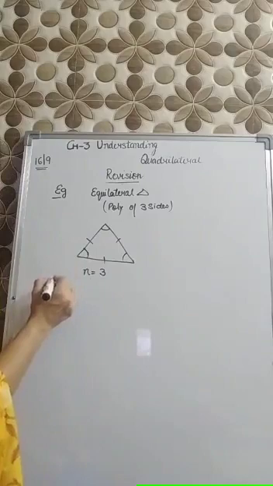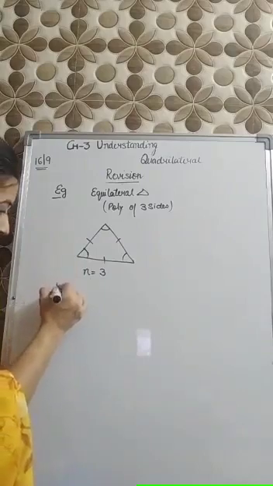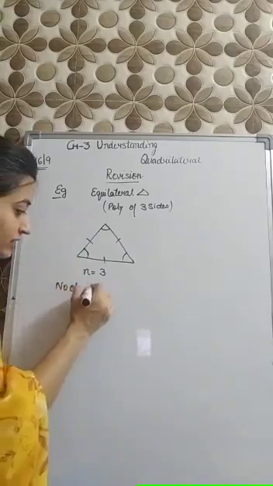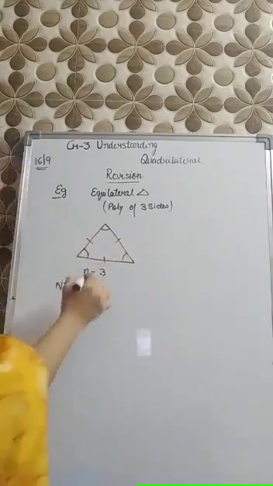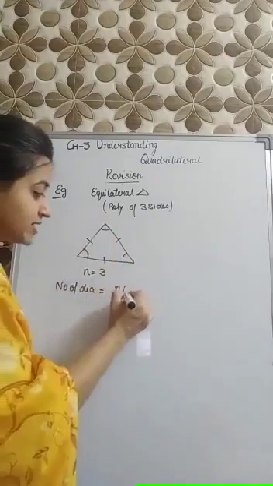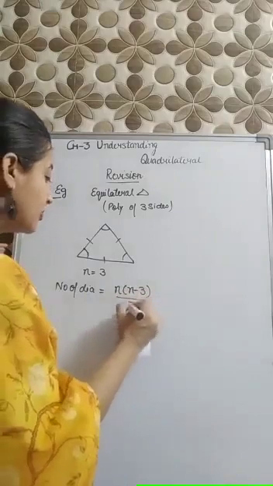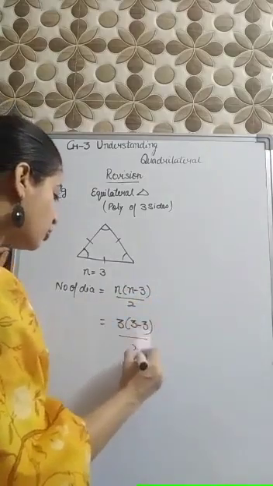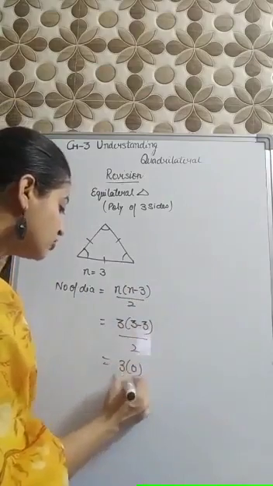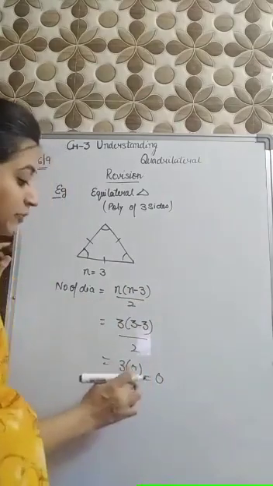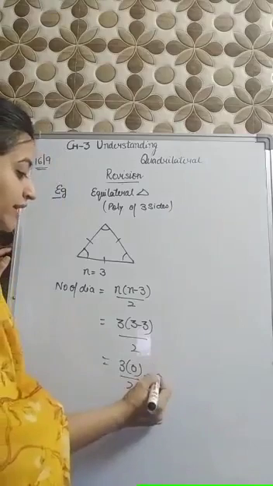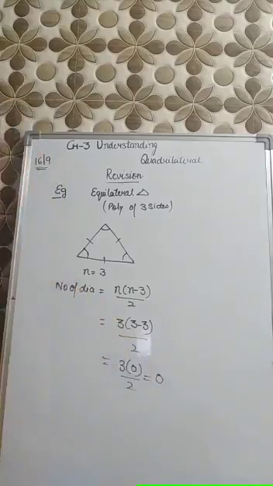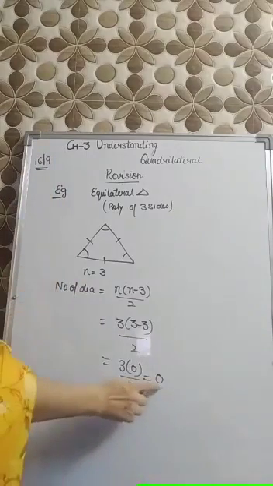Now let's check the number of diagonals of this 3-sided polygon. The formula is n into n minus 3 upon 2. Let's put 3 here. This is 3 into 3 minus 3 upon 2. That will give you 3 into 0 upon 2. If you multiply any number with 0, you will always get 0. So that means this equilateral triangle doesn't have any diagonal, because we are getting 0.